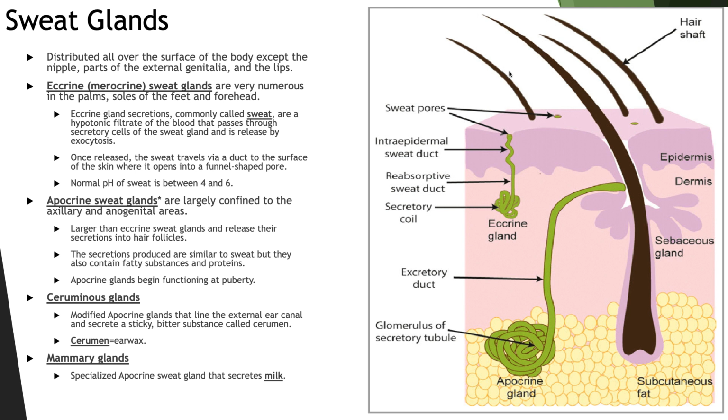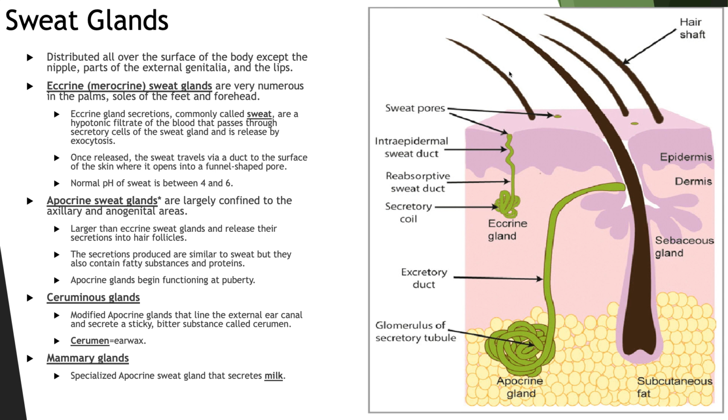Your eccrine sweat glands produce what is commonly called sweat. It is a hypertonic filtrate of the blood that passes through secretory cells of the sweat glands and is released by exocytosis. So that's what sweat is. Once released, the sweat travels via a duct to the surface of the skin where it opens into a funnel-shaped pore. Normal pH of sweat is about 4 to 6, which gives it some antibacterial properties as well. In addition to those, you have your apocrine sweat glands, which are largely confined to the axillary and the anogenital sections.